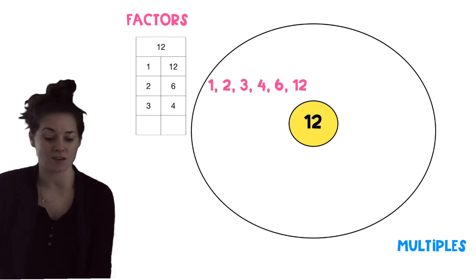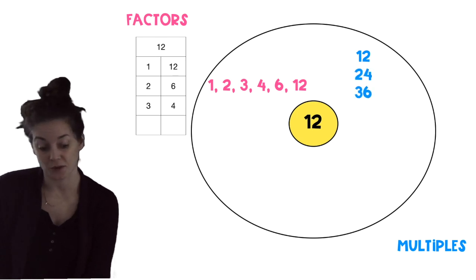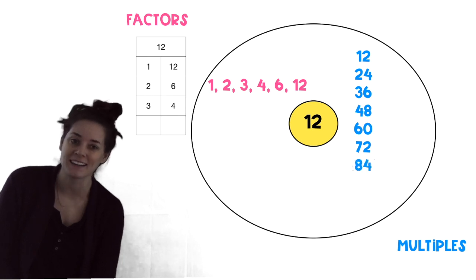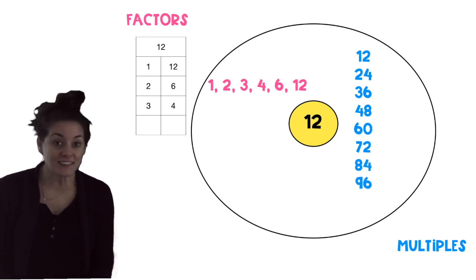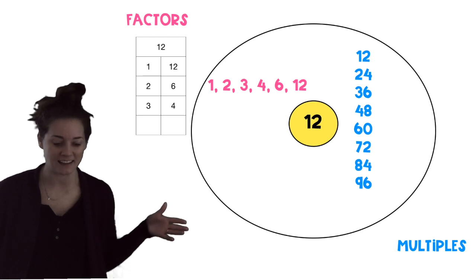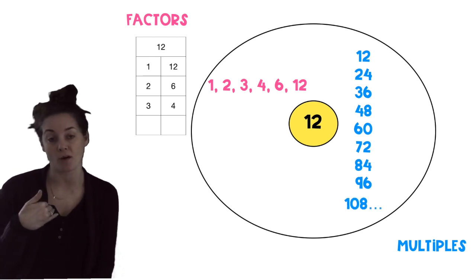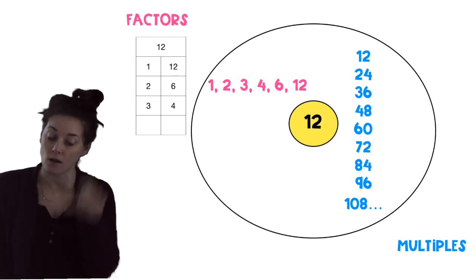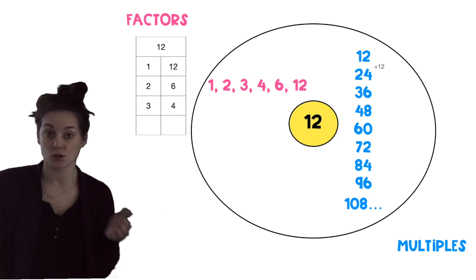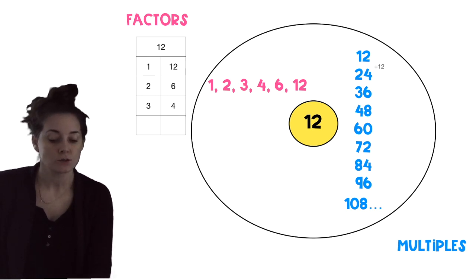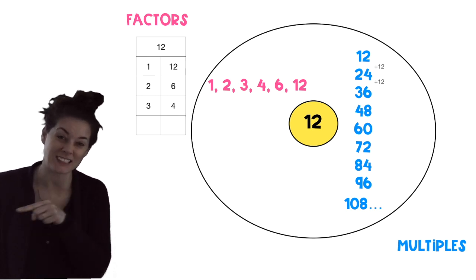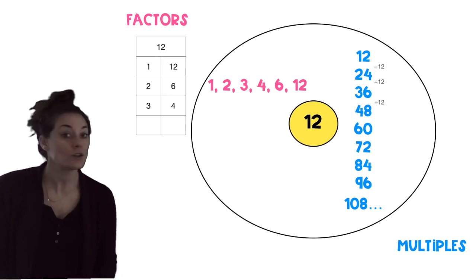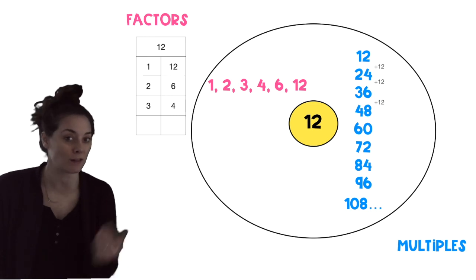Let's go do multiples. Again, we're just going to skip count. 12, 24, 36, 48, 60, 72, 96, 108, and it just keeps going on and on. Let's say you don't know how to skip count by 12. So here's a little tip. You can just start with the number that you know, 12, and add 12. So 12 plus 12 is 24. 24 plus 12 is 36. 36 plus 12 is 48. Use that strategy if you don't know how to skip count by larger numbers.